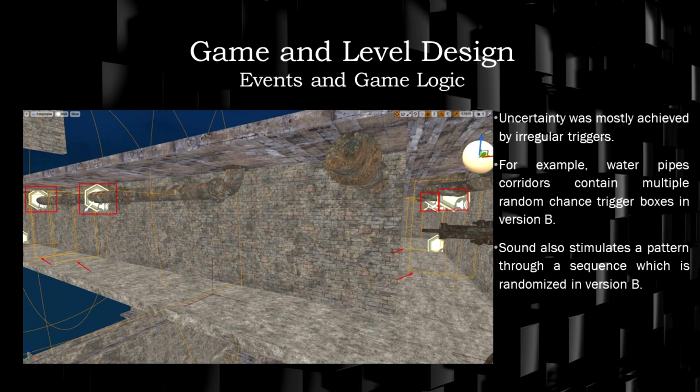Irregular game event triggers and sound sequences were used to induce uncertainty. For example, the following clip demonstrates the sequence during water pipes corridors, which is randomized or not depending on the game version.